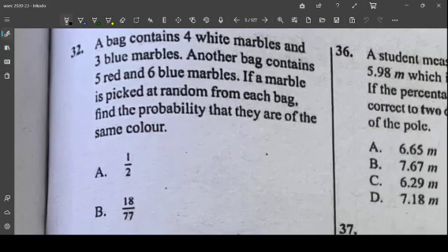All right. So let's look at question number 32. It says a bag contains 4 white marbles and 3 blue marbles. Another bag contains 5 red and 6 blue marbles. If a marble is picked at random from each bag, find the probability that they have the same color. Okay, so I have 2 bags. I have bag 1 and I also have bag 2.